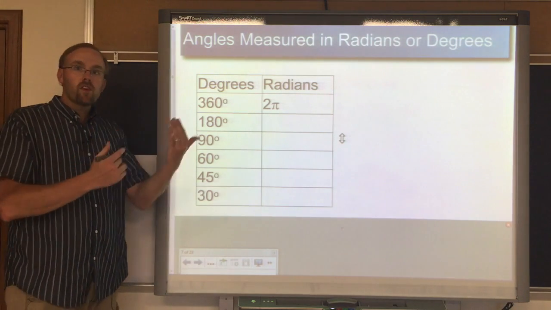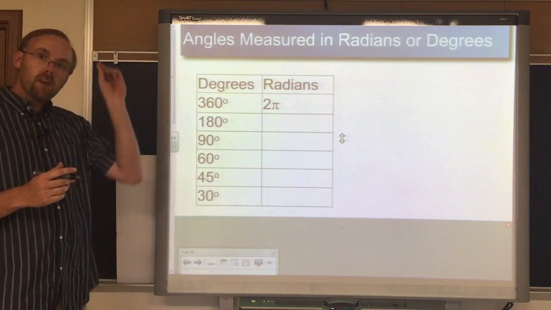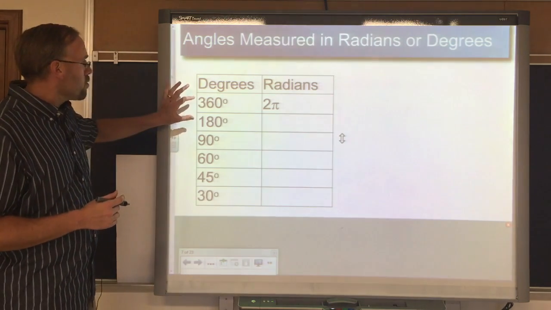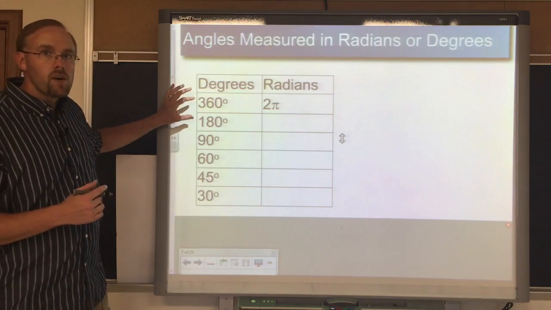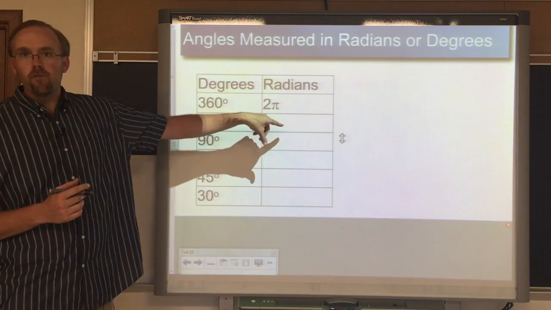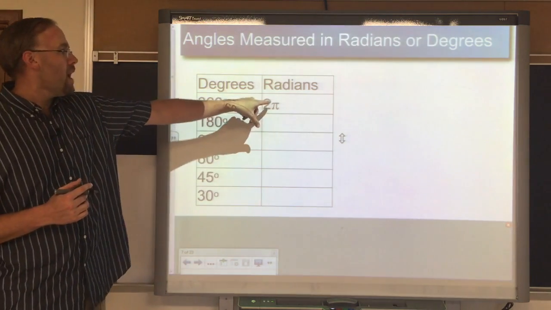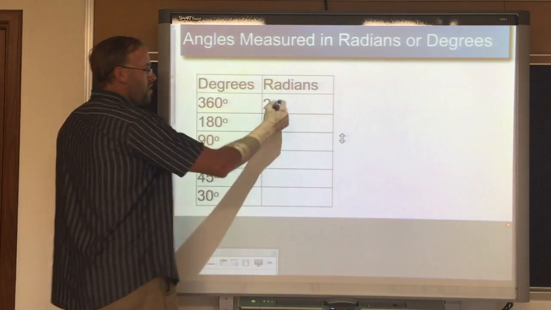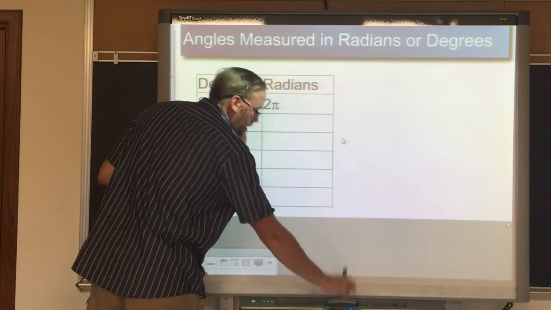Now, instead of doing the conversion like we did before, let's think about this a different way. What's the relationship between 360 and 180? Well, 180 is half of 360. The same should be true here. This should be half of 2 pi. So what's half of that? Well, that would be pi.